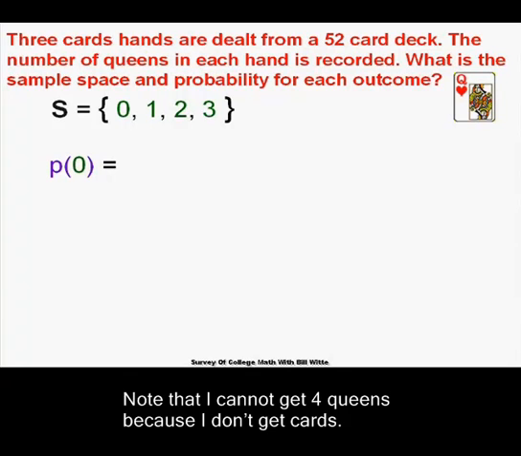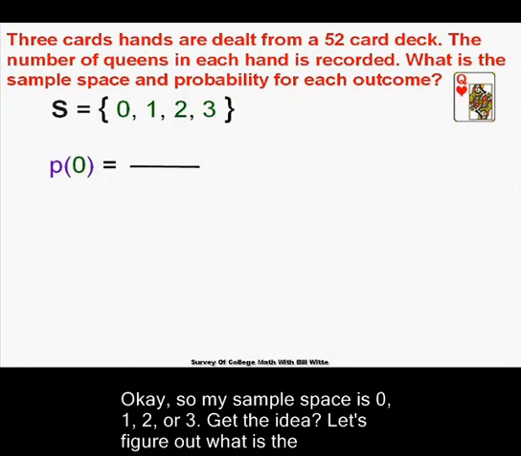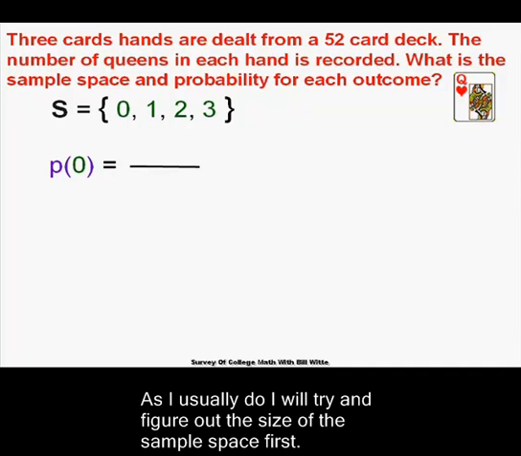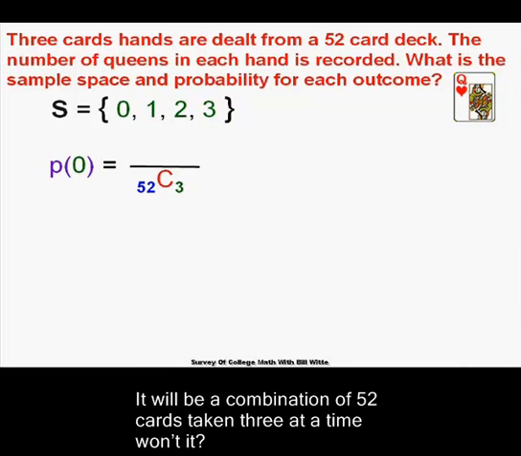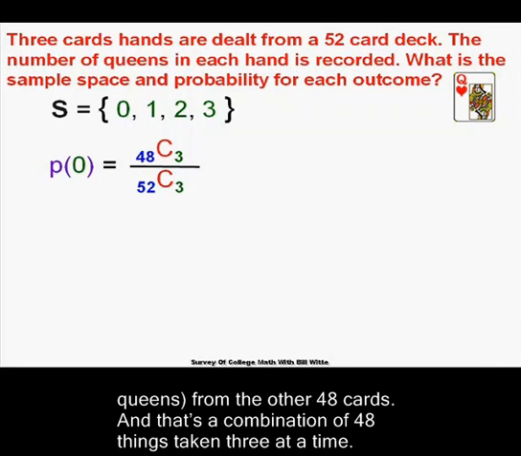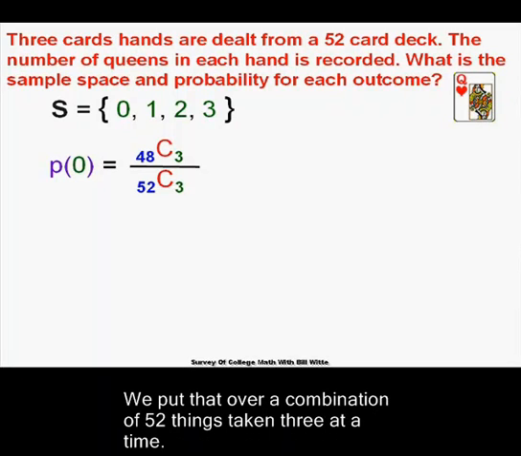The probability of no queens, well, let's see. How many ways can we get no queens? Let's look at our sample space first. How many ways out of 52 cards can I get 3 cards? That's going to be a combination of 52 cards taken 3 at a time. Remember that it's a combination because order doesn't count in a card hand. Now, how many ways can I get no queens? Well, it's going to be a combination of 48 cards, the ones that aren't queens, taken 3 at a time. We subtracted the 4 queens basically. So that's the probability of getting no queens, and whatever number that comes out to, you could get that from your calculator.